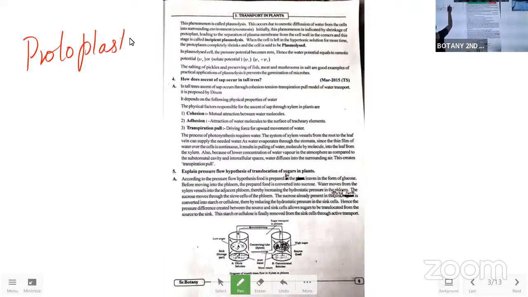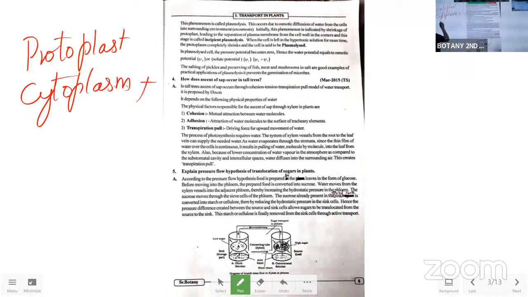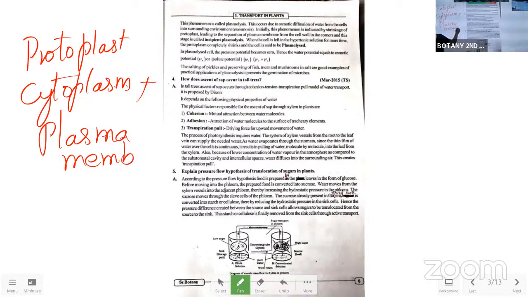Protoplast means cytoplasm and plasma membrane. This is called as the protoplast. So the shrinkage of the protoplast occurs when that is placed in a hypertonic solution.